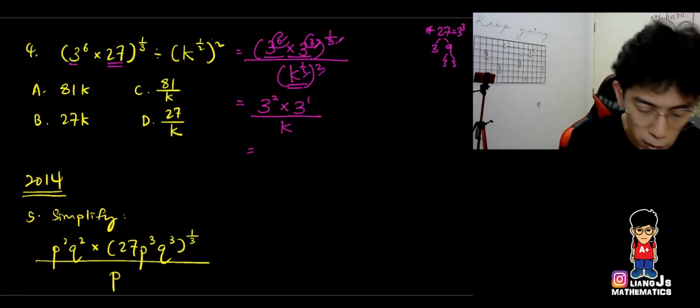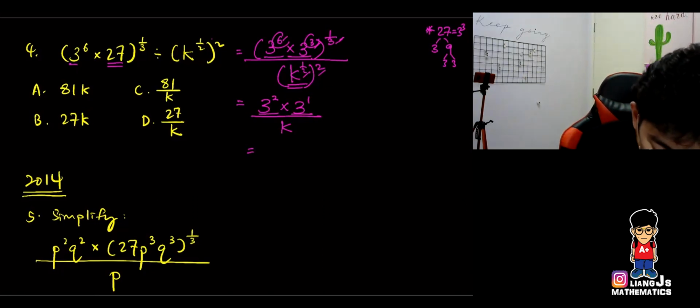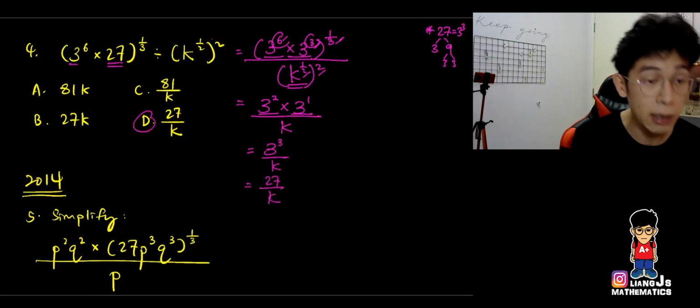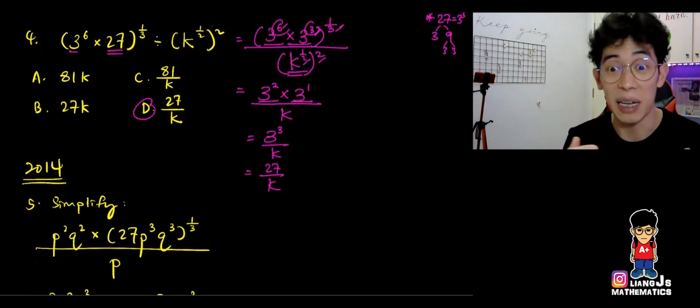So everyone, long steps, I know that. Okay, 3, 2 and 3, 1, you get 3. 2 plus 1 is 3, then k. So the answer is 27 over k, D. Okay, so I said again, I'm writing extra workings.